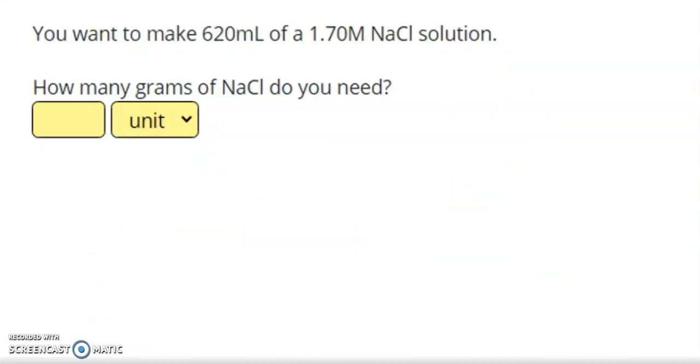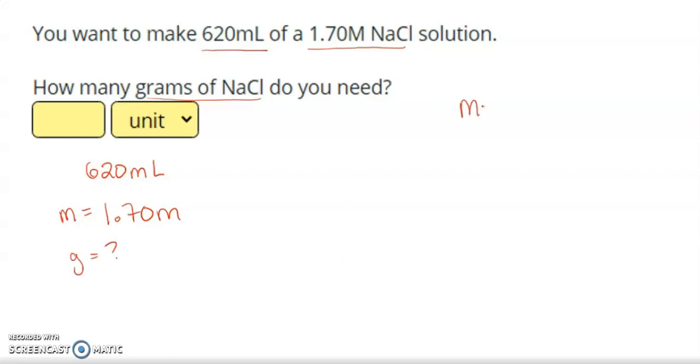All right, so another problem. It says you want to make 620 milliliters of a 1.7 molar NaCl solution. How many grams of NaCl do you need? All right, so we know we have 620 milliliters, 1.7 molar NaCl, and we're looking for grams NaCl. So I'm going to write down 620 milliliters, and I'm going to come back to that. Molarity, M, is equal to 1.70 molar, and I'm looking for grams.